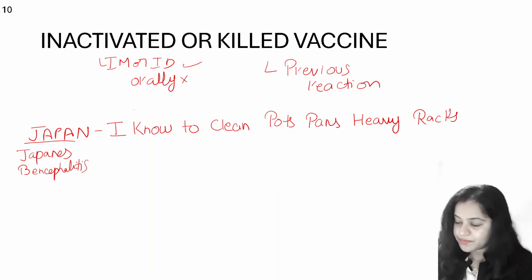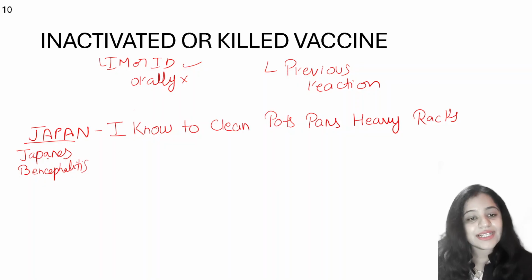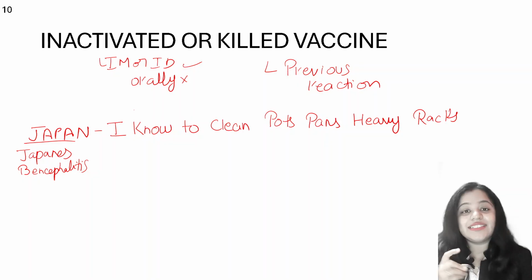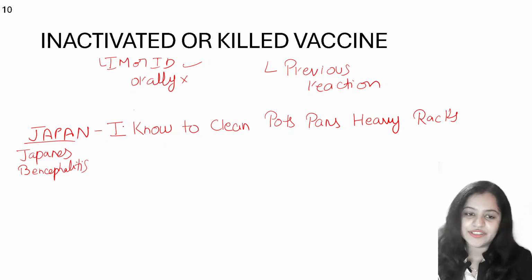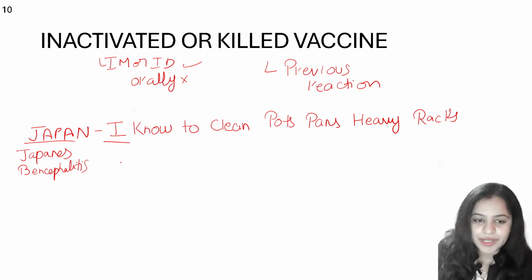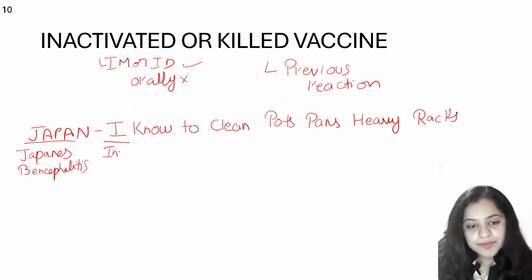Clear? Now see, Japanese encephalitis was also in your live vaccine. That was a different strain. This is a different strain. Okay, I is injectable polio vaccine.